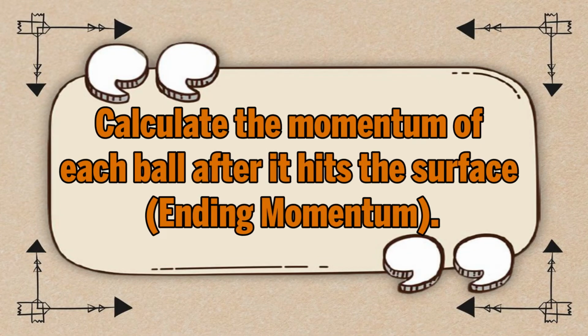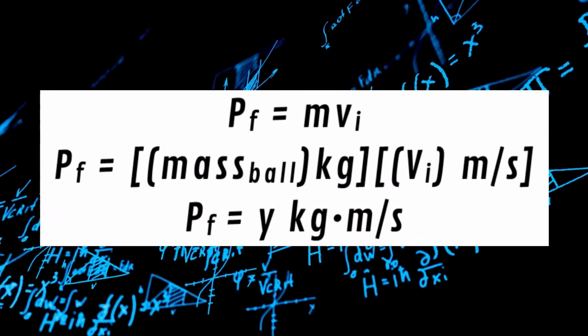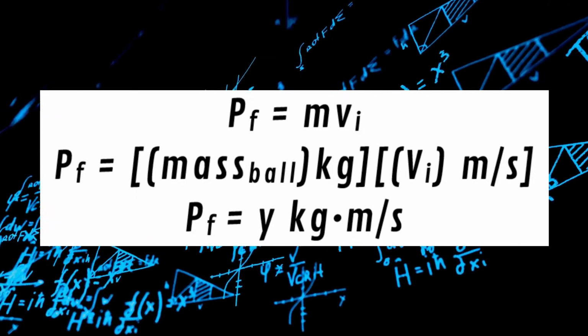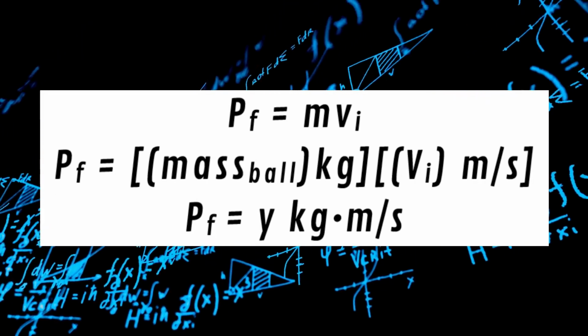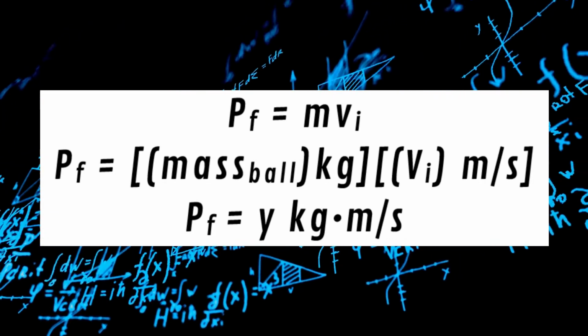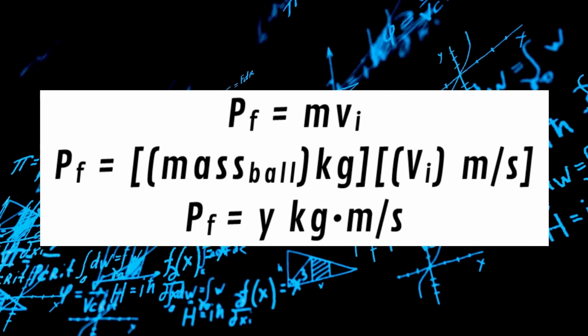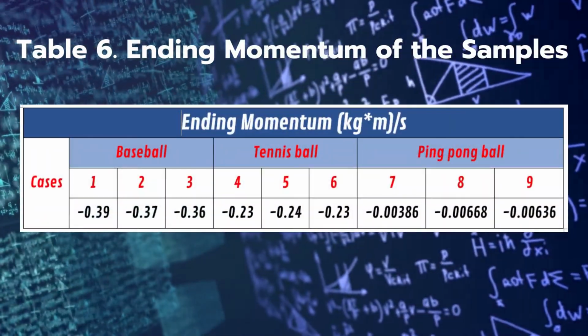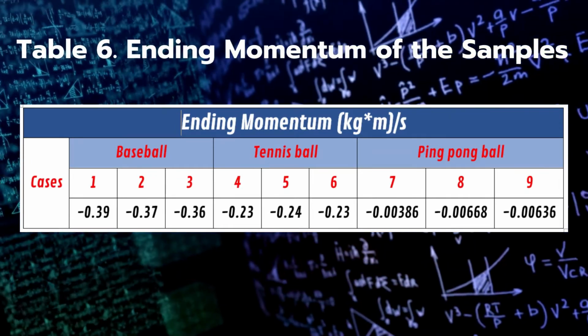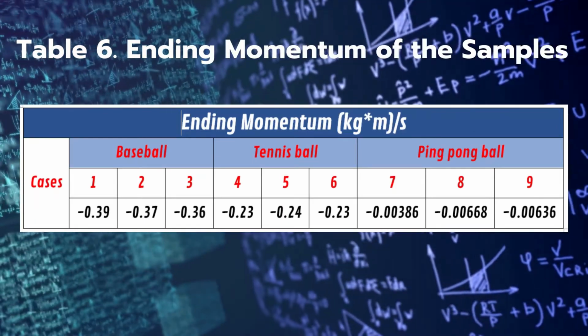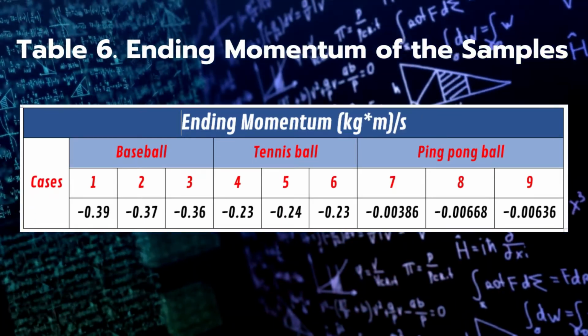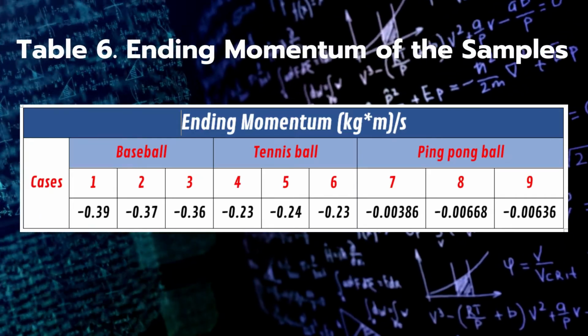In question number 5, we need to calculate the momentum of each ball after it hits the surface. The formula to be used must be ending momentum equals mass times final velocity. We must get the product of the mass of each ball and the final velocity in order to find the ending momentum. For the first three cases of the baseball to carpet, tiles, and concrete floor, the ending momentum are negative 0.39, negative 0.37, and negative 0.36 respectively.